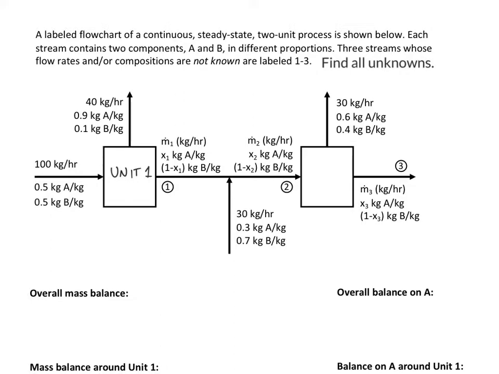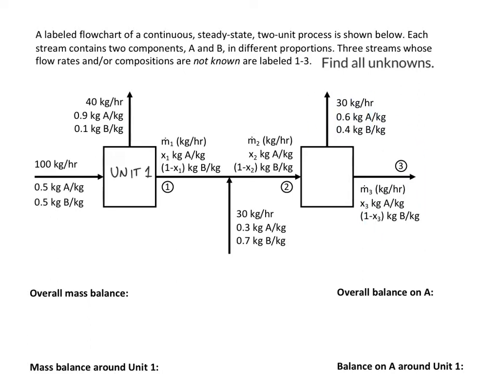I'm not going to walk through the entire mass balance because that's not really the purpose of what we're doing here. You can work through that on your own. But I'll walk you through how we do it on the overall system to get that set up. For the overall mass balance, we're looking at all the streams into our process and out of our process as a whole. So we have 100 kilograms going in plus 30 equals the streams going out, 40 plus 30 plus M3.